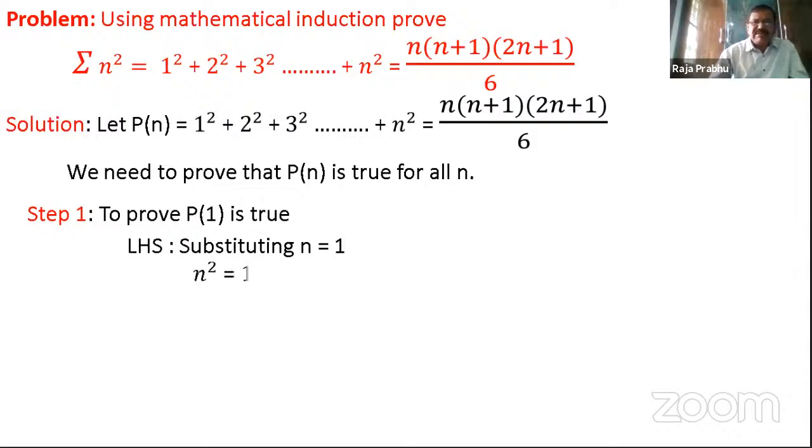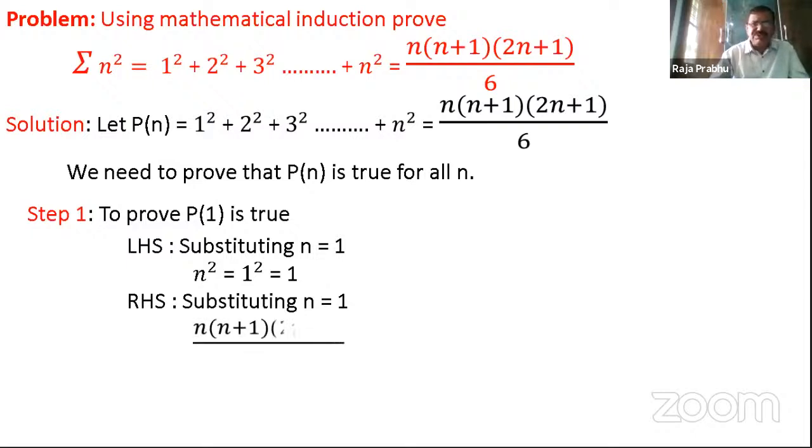So when you write 1 in the place of n, what happened here? n is equal to 1 means n square, 1 square is also 1. Okay, also check the RHS. What is the RHS here? The main formula, that is n into n plus 1 into 2n plus 1 by 6. So in this also you substitute 1 in the place of n.